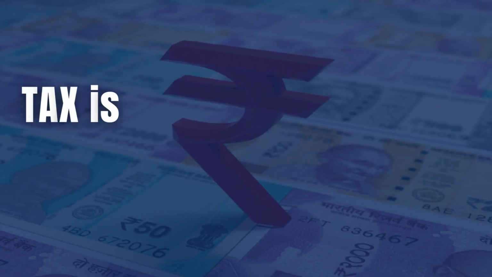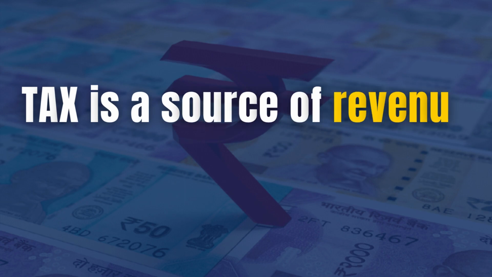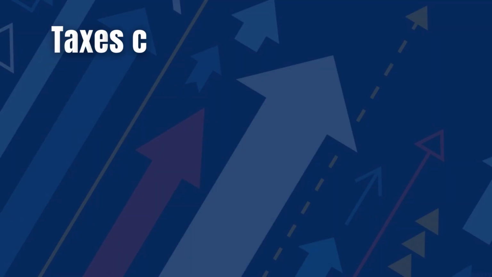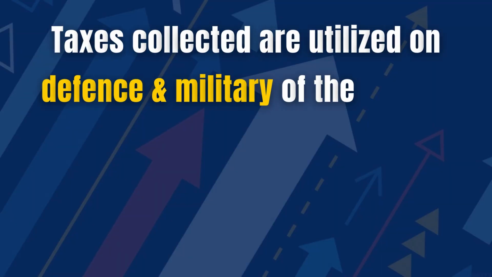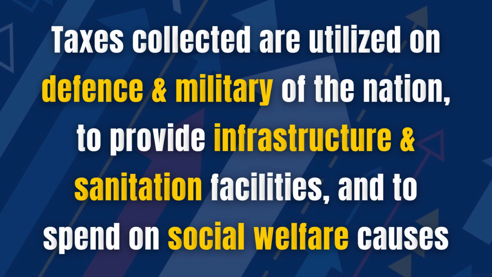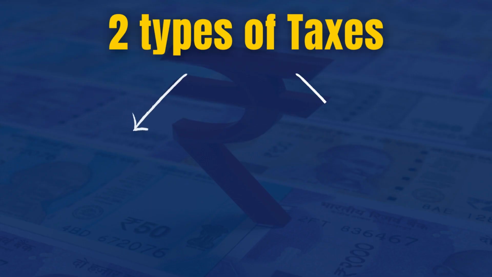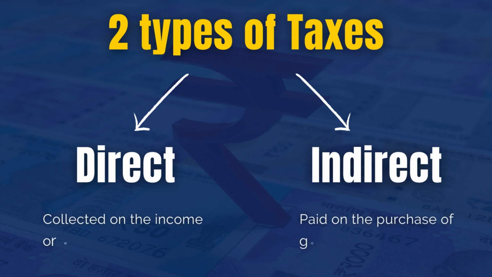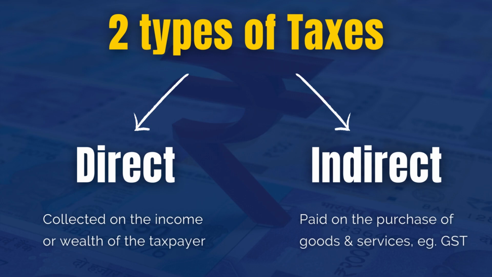Let's get started by understanding what is tax. Tax is a source of revenue for the government, which is utilized on defense and military, to provide infrastructure and sanitation facilities, and expenditure towards social welfare causes. Broadly, there are two types of taxes, that is, direct taxes and indirect taxes. Direct tax is collected on the income or wealth of the taxpayer, such as income tax. Indirect tax is paid by the consumer on the purchase of goods and services, such as GST.